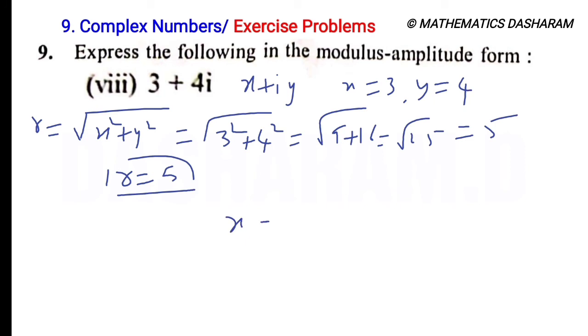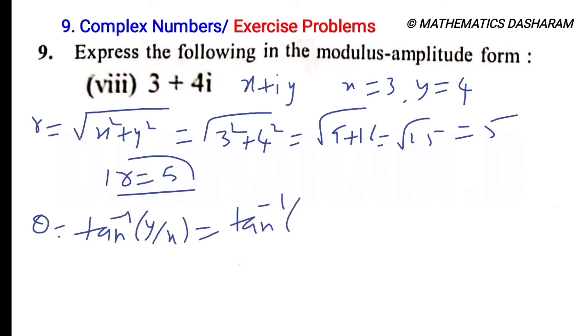So x value is positive and y value is also positive, so the point (x, y) lies in the first quadrant. Then we can find the amplitude directly. That is theta, which equals tan inverse of y by x. Substitute y and x values: tan inverse of y value 4 and x value 3. 4 by 3 is not a standard trigonometric ratio value, so theta equals tan inverse of 4 by 3.